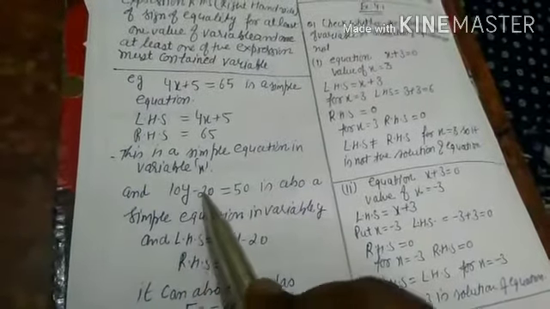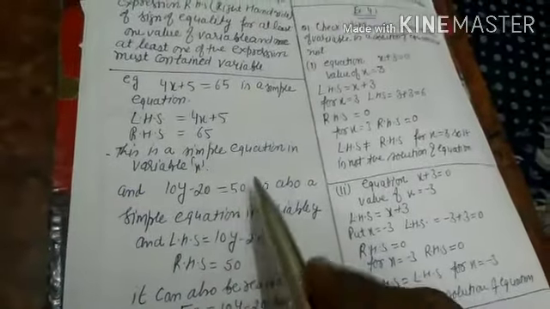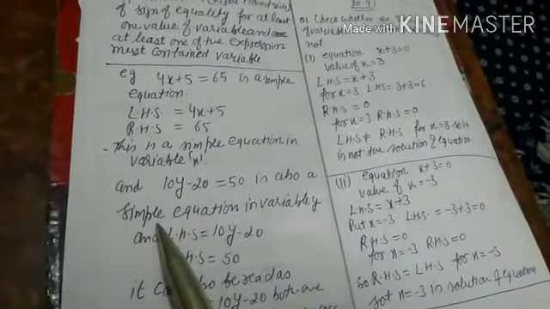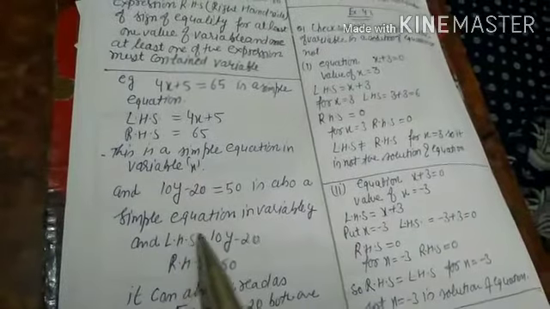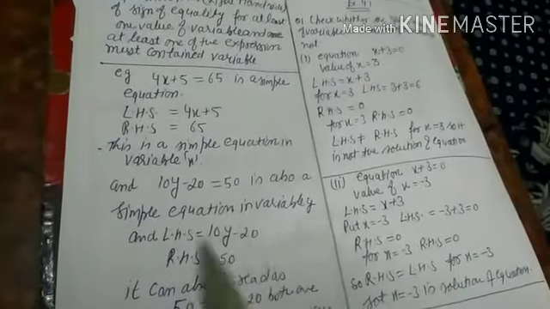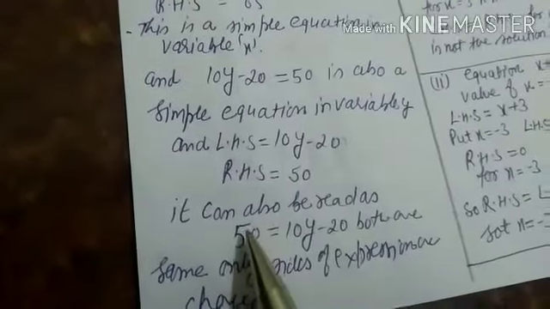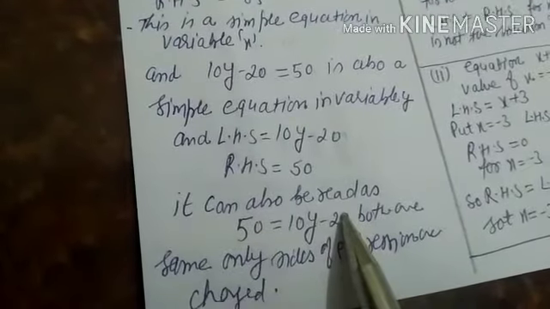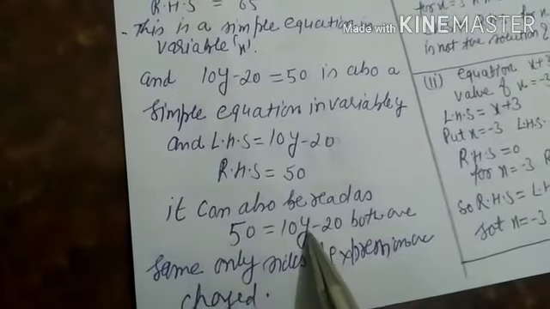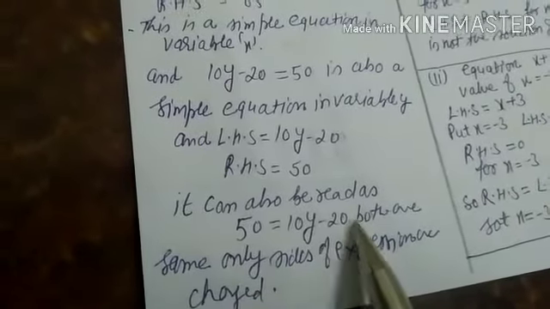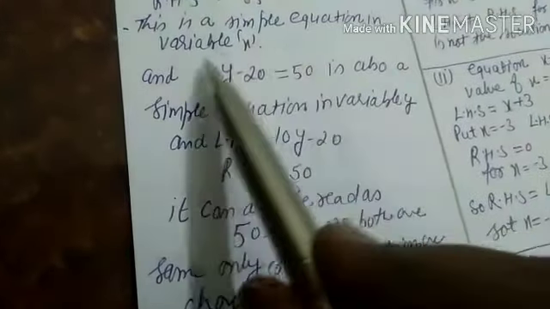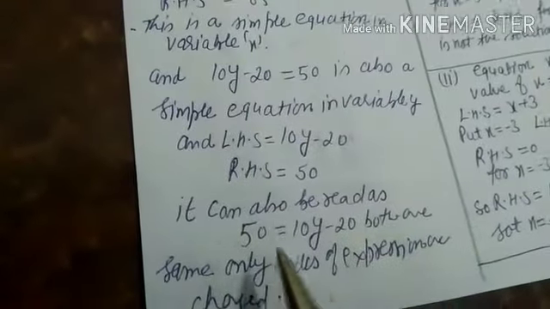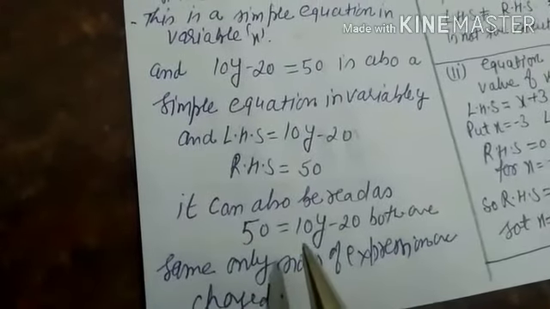10y minus 20 is equal to 50 is also a simple equation in variable y, with left hand side equal to 10y minus 20 and right hand side 50. So if we interchange the left hand side and the right hand side, this means 50 on one side and 10y minus 20 on the other side, the equation remains the same. This equation and that equation are both the same equation. The value of the equation does not change.